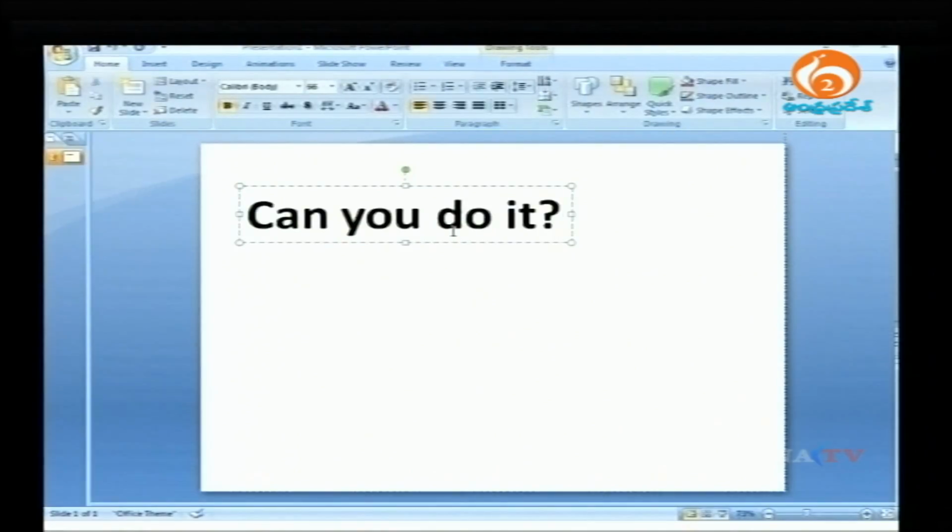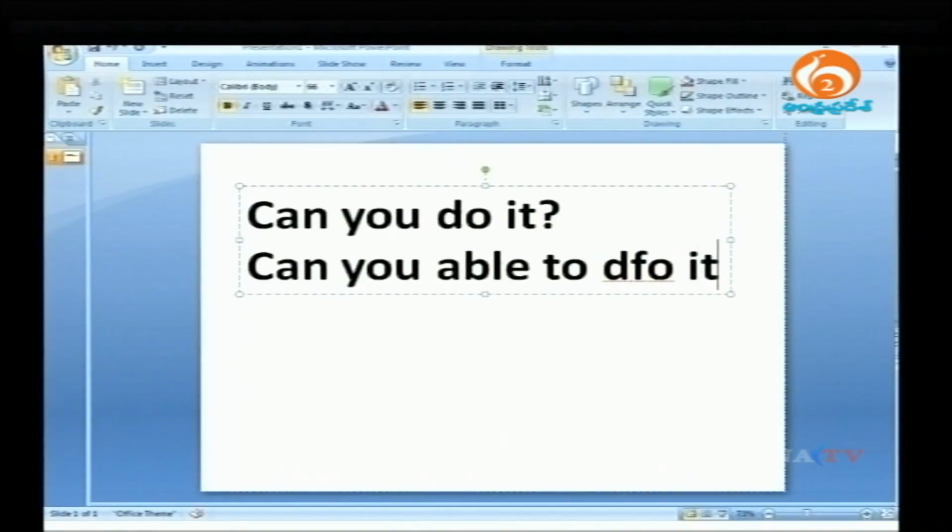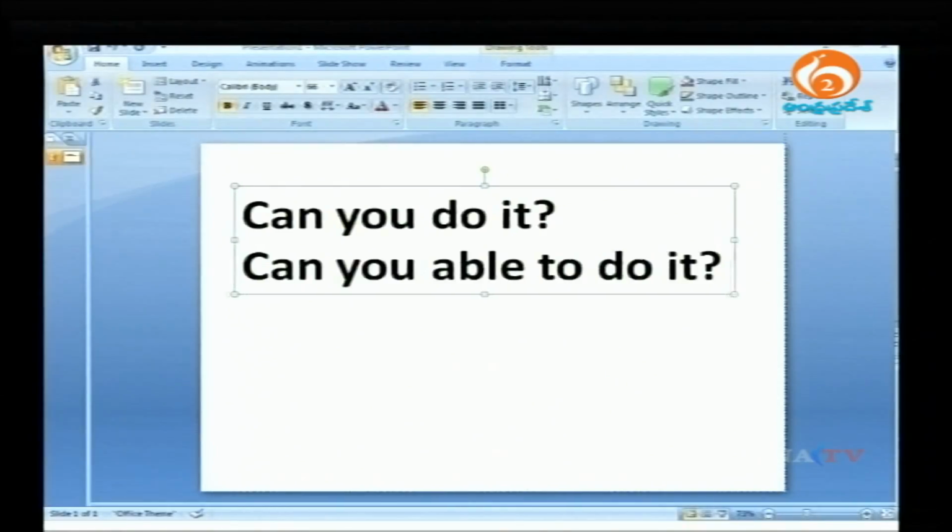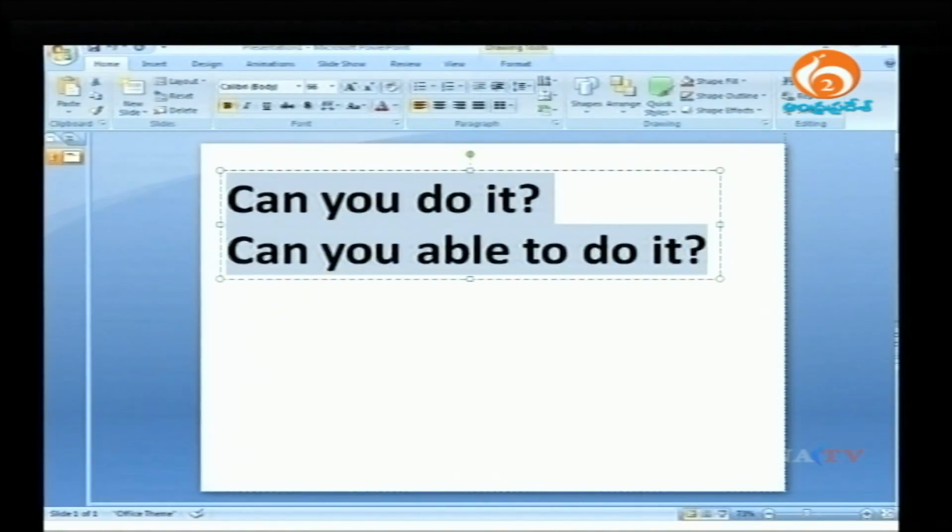It is, "Can you do it?" But most of the people actually say, "Can you able to do it?" Okay. Now this is incorrect. The second part is incorrect.